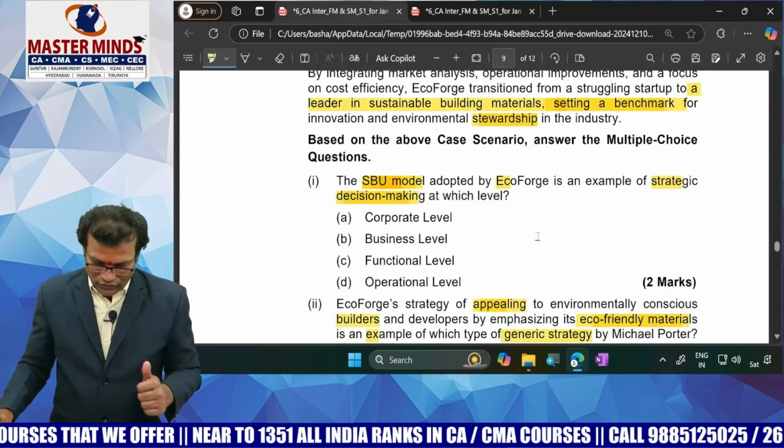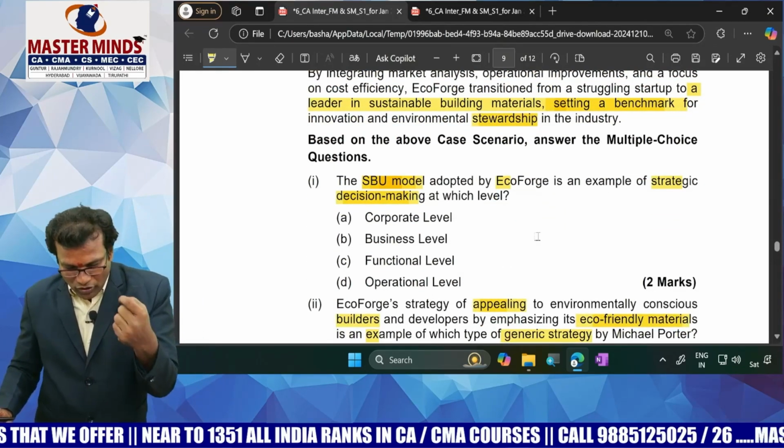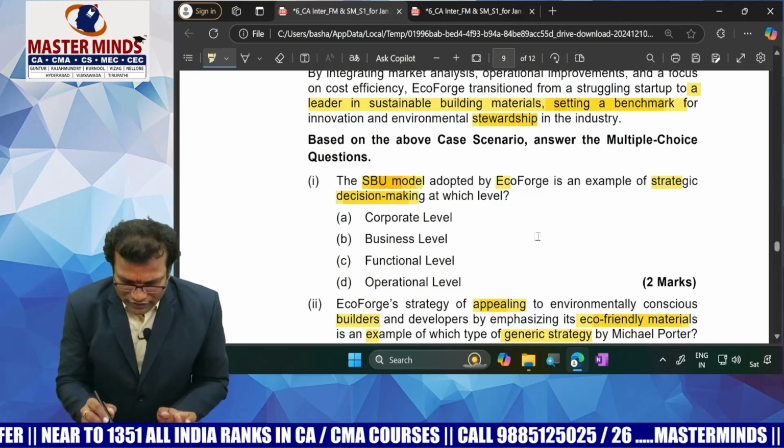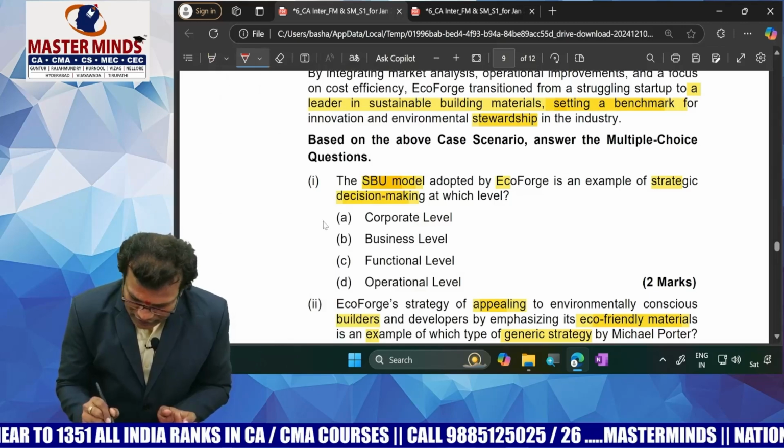Now look at the case questions. Now look at that first one. The SBU model adopted by Ecoforge is an example of strategic decision making at which level? Definitely it's a corporate level decision.